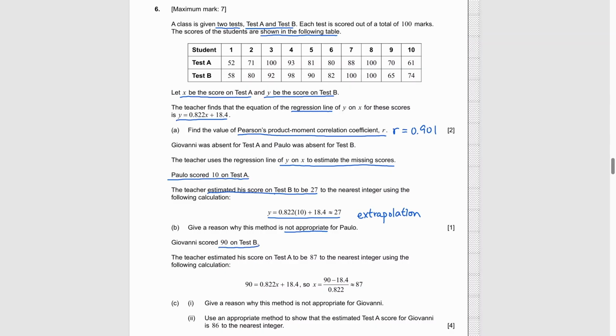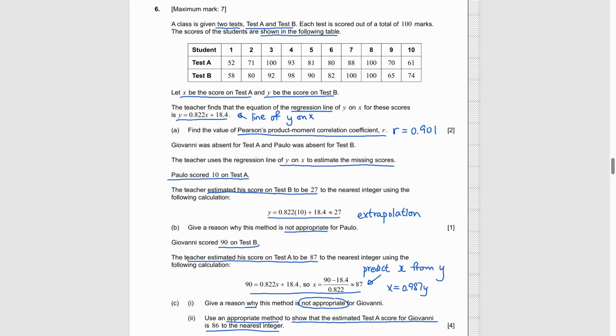Now, we are told that there is a data point where y equals 90, and we want to find x by substituting this value into the same regression equation. This is also not appropriate. Why? Because the regression line we have is y on x, meaning it predicts y from x. But in this case, we are trying to predict x from y. To do that correctly, we would first need to find the regression line of x on y, and then substitute y equals 90 into that equation. Doing so, we would get x equals 86.